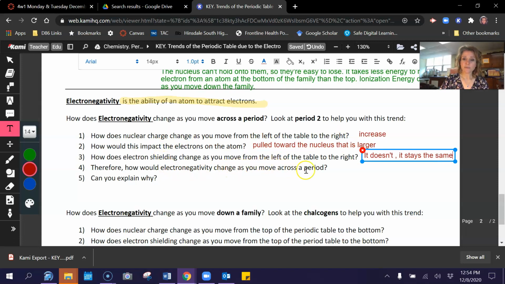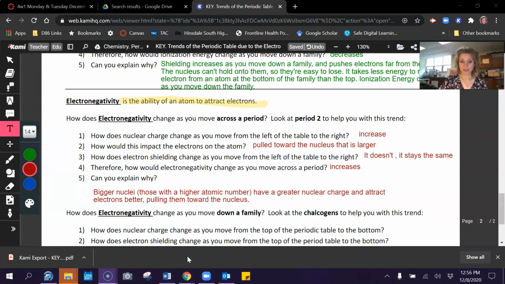Therefore, how would electronegativity change as you move across a period? Well, as it says on our other document, it increases. And now we need to explain why. Well, here's your explanation. As the atomic number gets bigger from left to right, the nucleus becomes stronger. And the nucleus that is stronger, the nucleus that has more protons in it, is going to attract electrons better and pull them in closer. So atoms that have larger nuclei, that have a higher nuclear charge, are more electronegative.